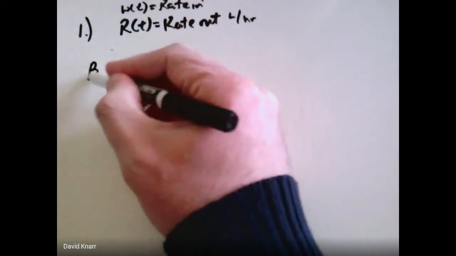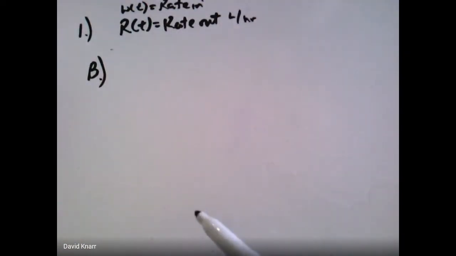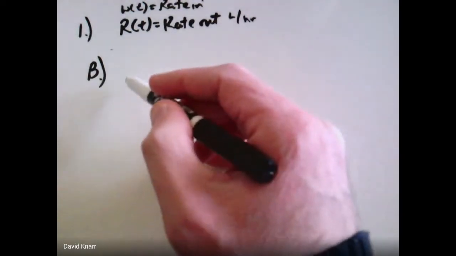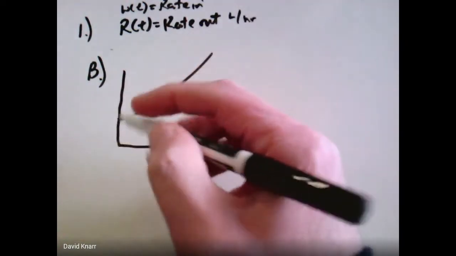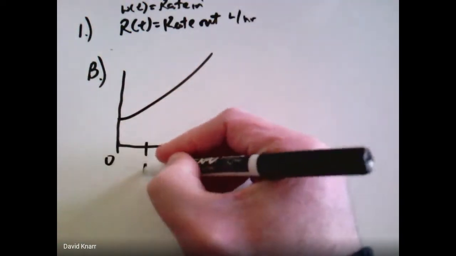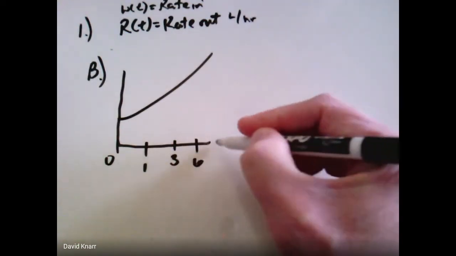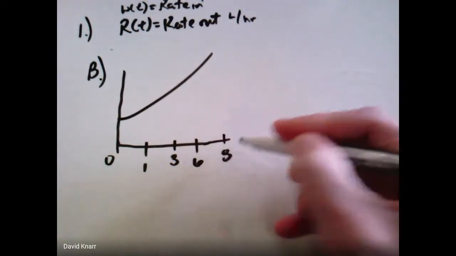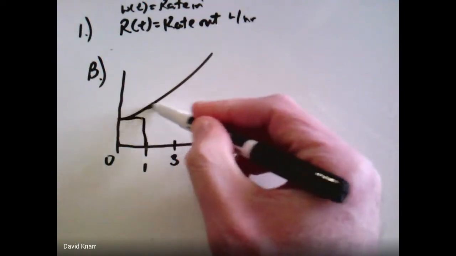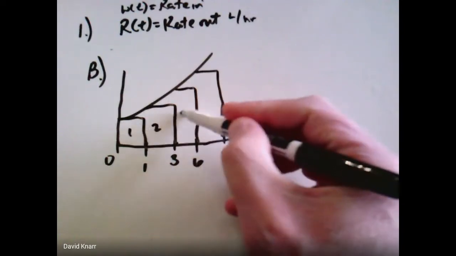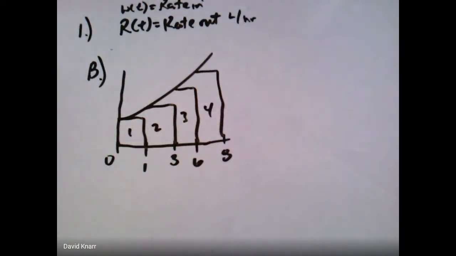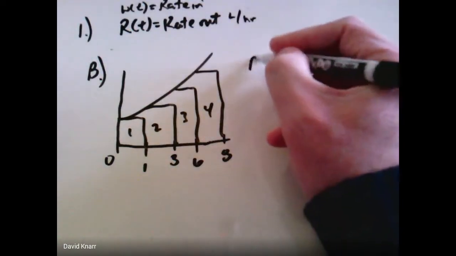Letter B says use a left Riemann sum with 4 subintervals indicated by the table to estimate the total amount of water removed from the tank over the 8 hours. All right, so if you remember, when we did this, starting from 0, you have 1, 3, 6, and 8. And then from the left would be here, across and down, across and down, across and down. 1, 2, 3, 4.